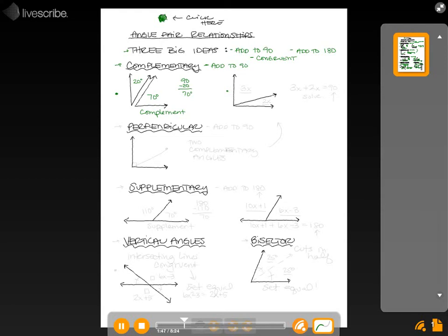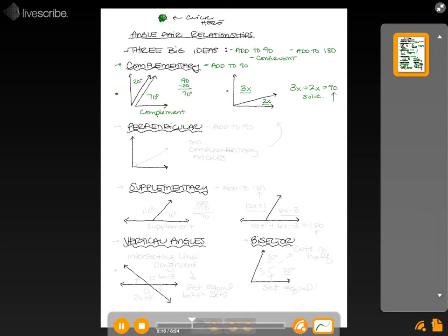Suppose we had, let's say, 3x and 2x, and we want to say that those are complementary angles. To set up an equation, we would add the 2 small parts, 3x and 2x, and then complementary angles add to 90, so we would set it equal to 90. And then you would solve this equation. So the key idea is that the first angle plus the second one equals 90 degrees.